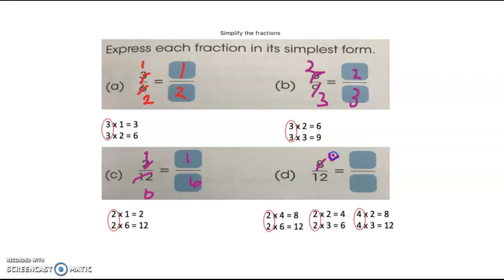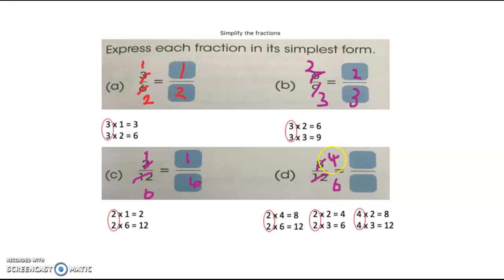The remaining are 4, 2 times 4, and then 2 times 6. Some people say they are dividing 8 by 2 and dividing 12 by 2. Never mind. So 4 over 6. Now look at this one. Is it the simplified version?